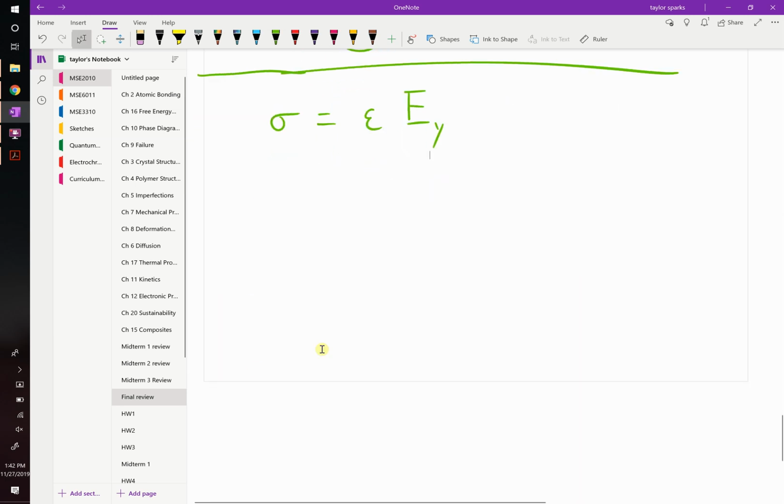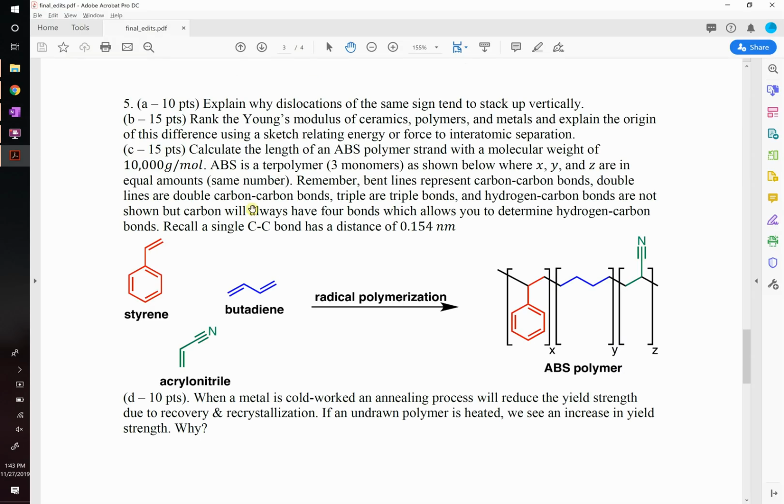So why is it, well, if we rank them, Young's modulus for metals versus ceramics versus polymers, which one is which? Which ones are the most stiff? From your experience, what's the stiffest material? Definitely going to be ceramics. What about the next one, metal or polymer? Metal, and then polymer. Now, then it says, explain this. It says, explain the origin of this difference using a sketch relating energy or force to atomic separation.